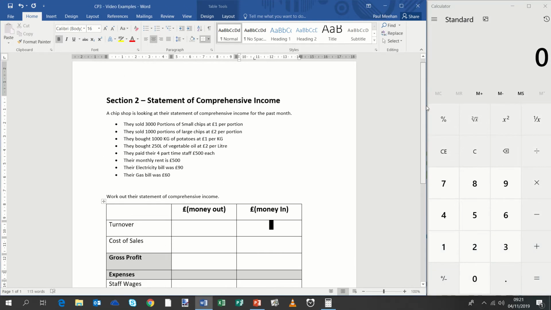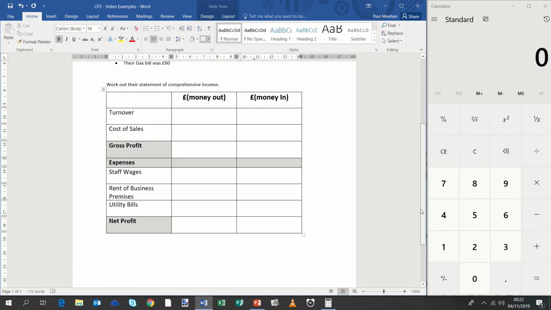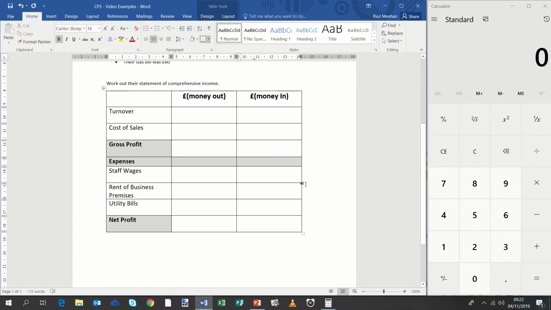In this video tutorial, I'm going to show you how to do a statement of comprehensive income. And what it is is really straightforward. It's just showing money coming into the business and money going out, and what we would keep as gross profit and then what we'd keep as net profit. So you should be familiar with these terms already, but it's how we lay this thing out that's important.